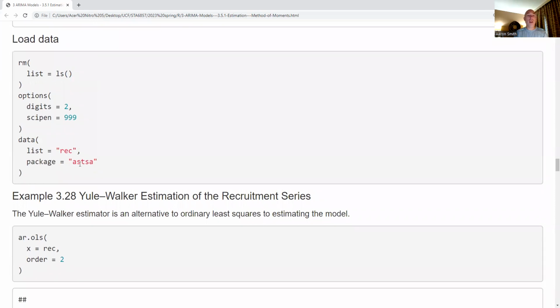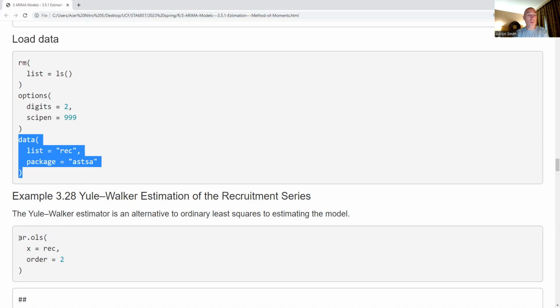All right, so let's go ahead and try this process on the recruitment time series from the ASTSA package. First thing I'm going to do, I'm going to clean my workspace, make sure there's no junk floating in there, make sure that anything I've used previously doesn't get misunderstood in my computations. I'm going to set my output to 2 digits, try to avoid scientific notation if I can, and load the data from the package.